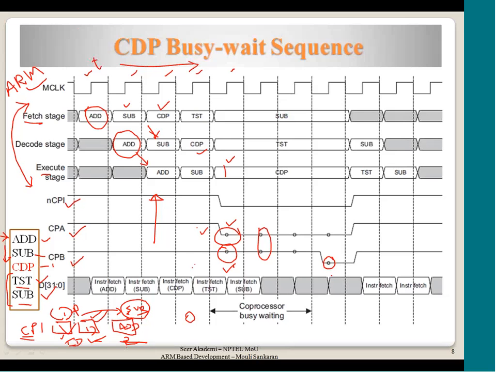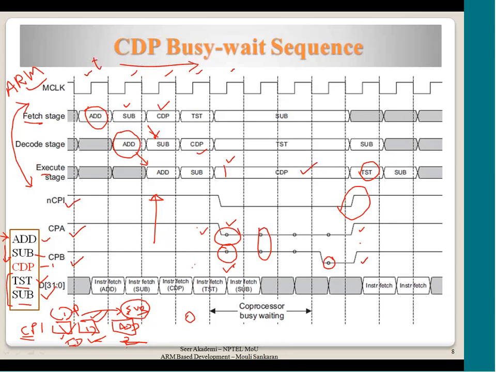Now the coprocessor makes it low here. That means it is accepting this instruction now. It is going to execute the CDP instruction, whatever has been conveyed by the instruction. At this moment, ARM knows that somebody is owning it, so ARM makes this high. The CDP instruction is accepted, so it takes the TST instruction into the execute state and makes this high. At that moment, the coprocessor which took the instruction also makes these two high. That is the way the coprocessor is designed.